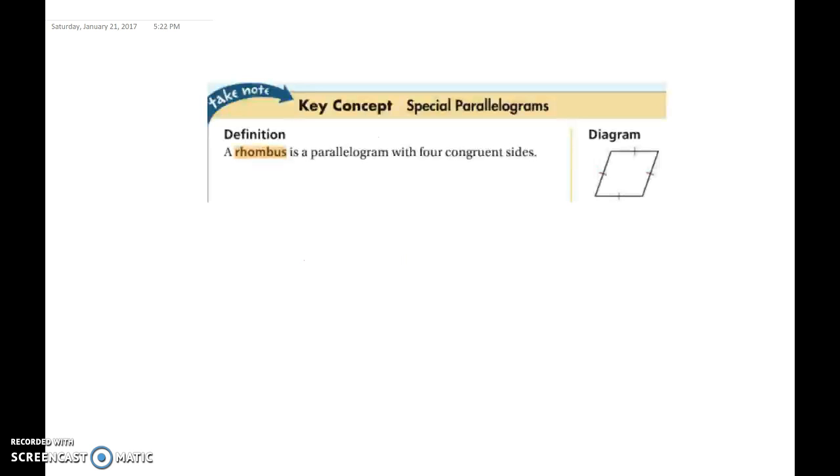The first thing is the definition of a rhombus: it is a parallelogram, that's why it has all the traits, that has 4 congruent sides. So that's the definition of a rhombus, that it has 4 congruent sides. If we get a figure with 4 congruent sides, and it doesn't tell us anything about the angles at all, and we know it's a parallelogram, then we know it's a rhombus. So a rhombus is a parallelogram with 4 congruent sides.